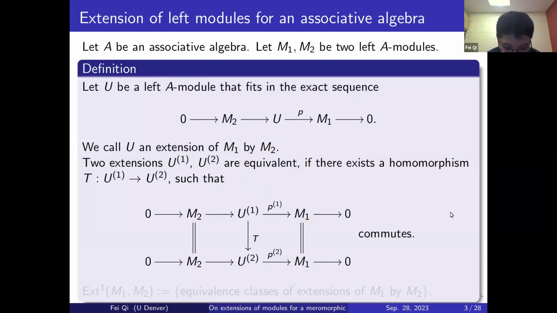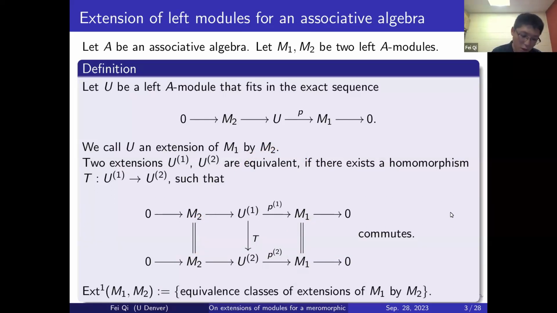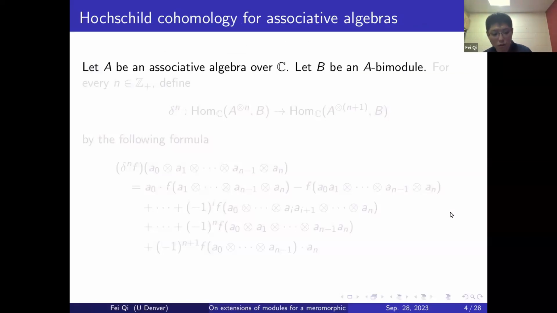Then the Ext^1 group of M1, M2 is simply the set of equivalence classes of extensions of M1 by M2. I guess this is a notion you have all seen in an undergraduate homological algebra class. And then, let me discuss a little bit about the Hochschild cohomology.